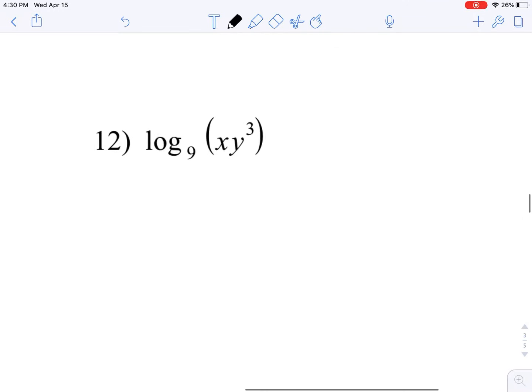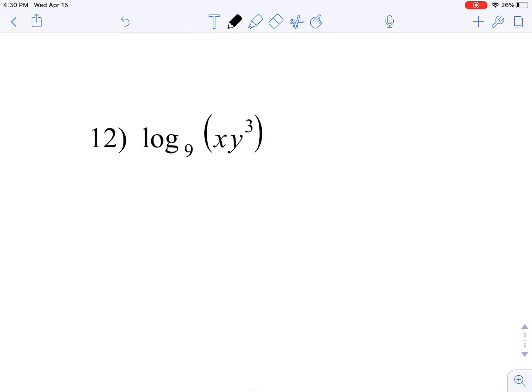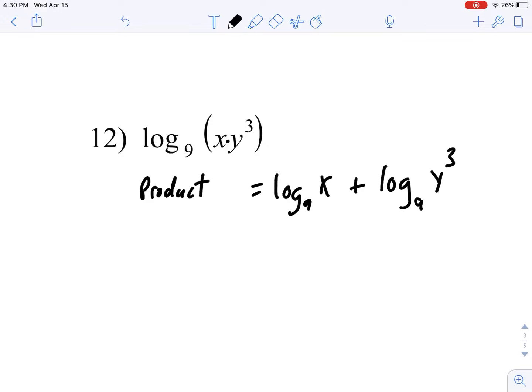Okay, so number 12. What do we have here? We have multiply and we have a power. The power does not apply to the whole thing, so I'm not going to deal with that first. I'm going to deal with the multiply first. So I'm going to use the product property to get log base 9 of x plus log base 9 of y cubed. So I split this times into plus.